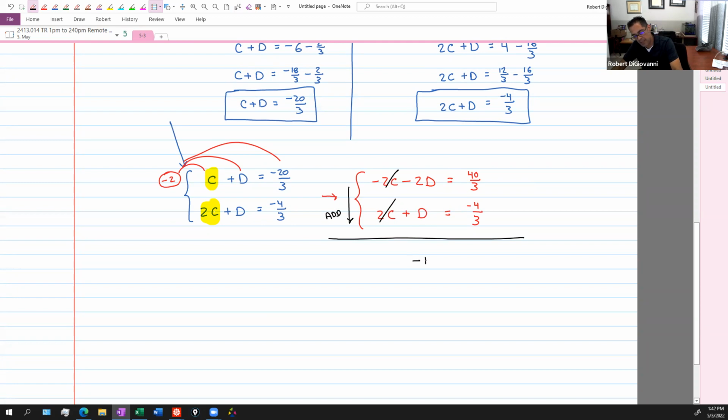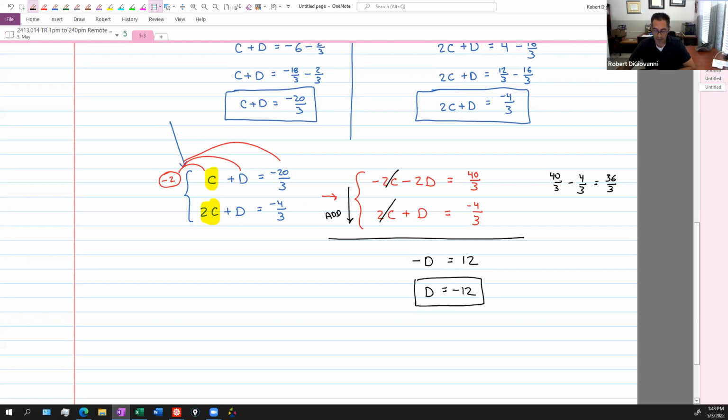Here we get -D, and then we have to add these down. Fortunately for us, these already have the same denominator. So this is 40/3, take away 4/3. That's 36/3. Is that right? Does that actually turn out to be a nice number? 12, right? -D is 12. Multiply both sides by -1. D is -12. Wow. Okay, we know what D is.